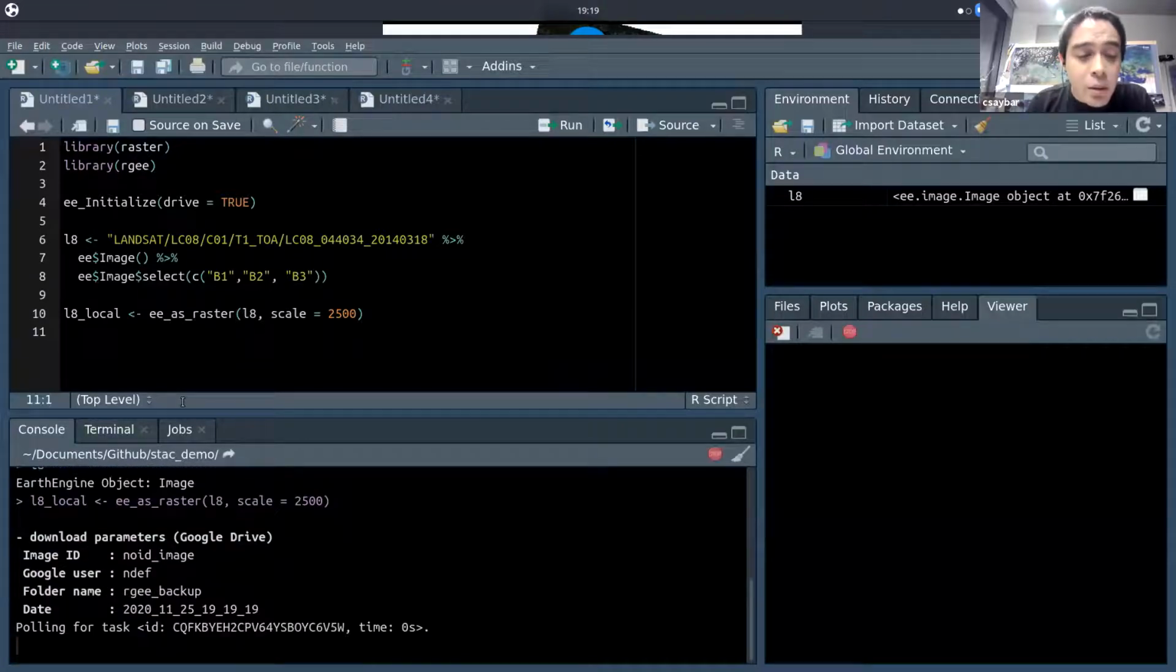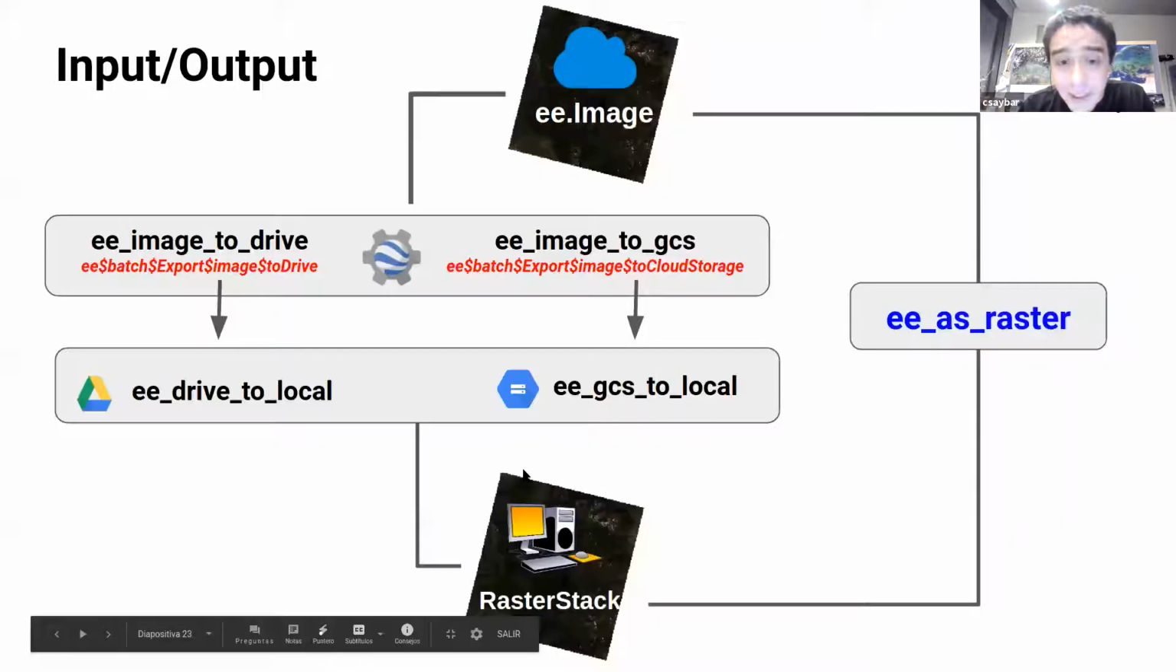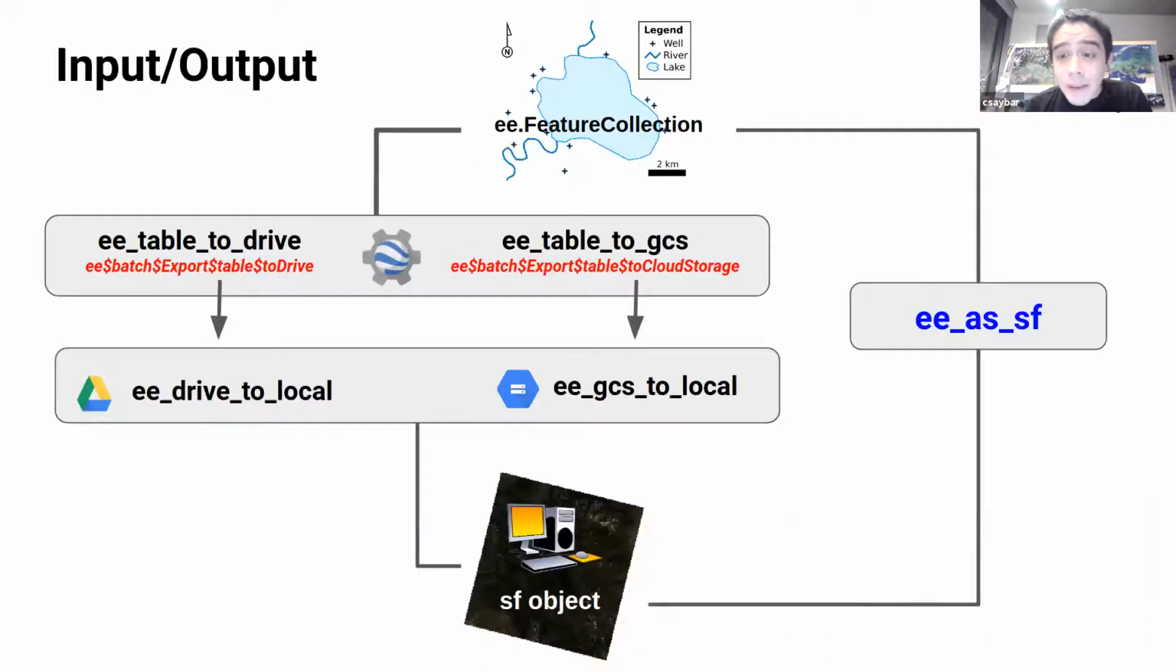If I run this line of code, the first thing this function is going to do is move the image to your Google Drive, and after that, it's going to move it from Google Drive to your local environment, with just one line of code. That is something great. I think it makes everything simple, especially if you are trying to download hundreds or thousands of different images from Google Earth Engine. The same logic applies if you are interested in downloading a feature collection, but you need to change ee_as_raster to ee_as_sf. That's all.